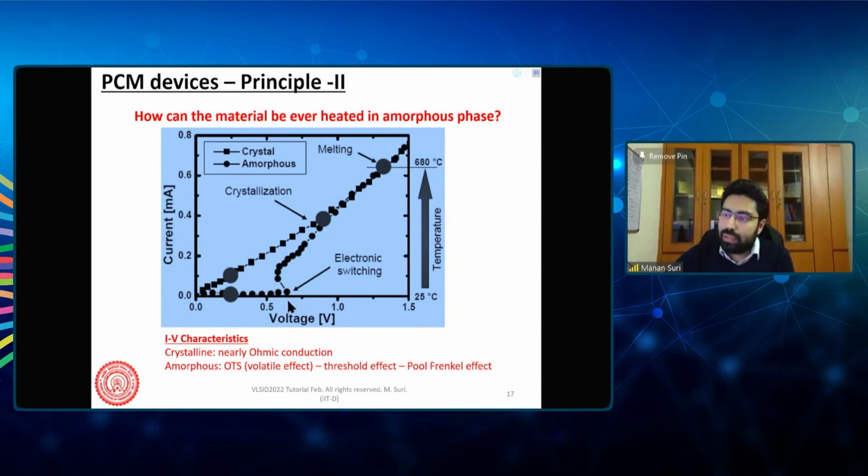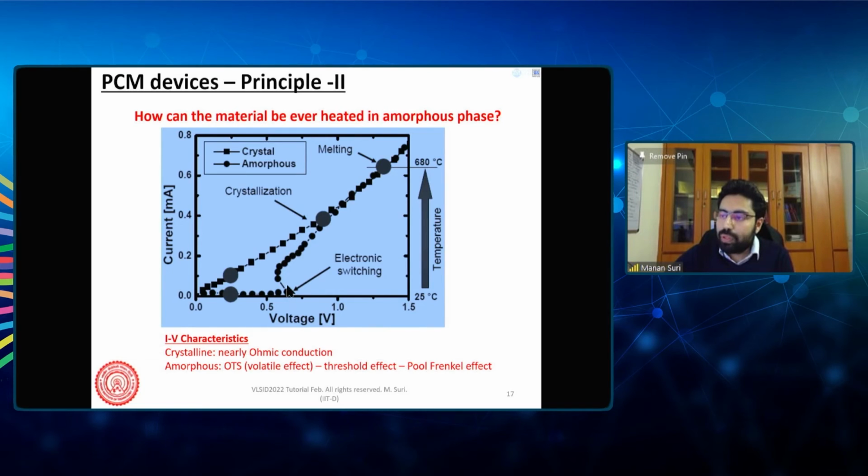So this is a second type of change that happens in phase change materials, which is known as OTS or Ovonic threshold switching. However, a key point to note here is that this change is volatile. This is field driven, E field driven. So the moment you disconnect the bias or remove your stimuli, the amorphous phase would again come back to the low conducting amorphous phase.